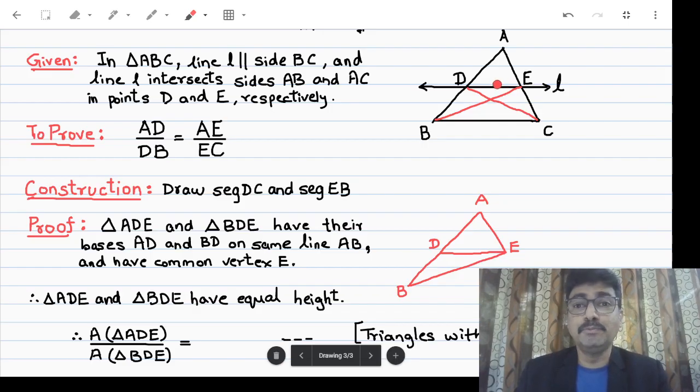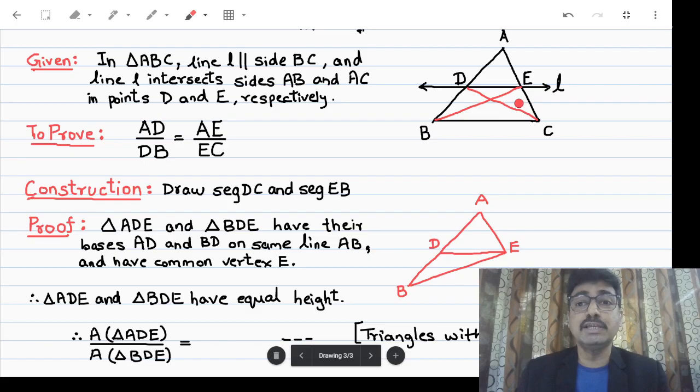What did we have to prove? We had to prove that line L divides AB and AC in equal ratio, or in proportion. Proportion means equal ratios, right? So what are those equal ratios? The ratios are of the two parts of each side. The side AB has two parts, AD and DB, so the ratio will be AD upon DB. The other side AC has two parts, AE and EC, so the ratio will be AE upon EC.